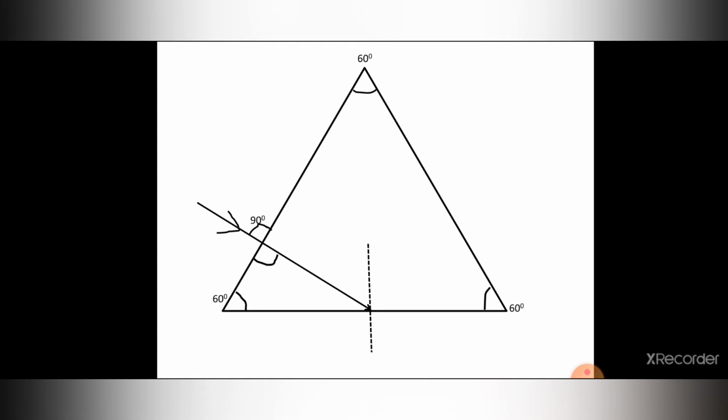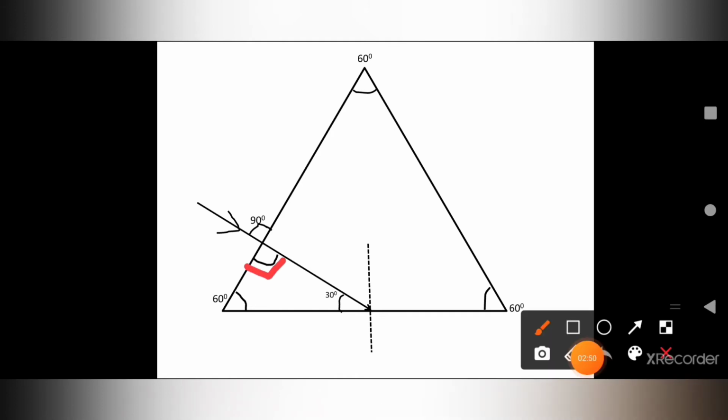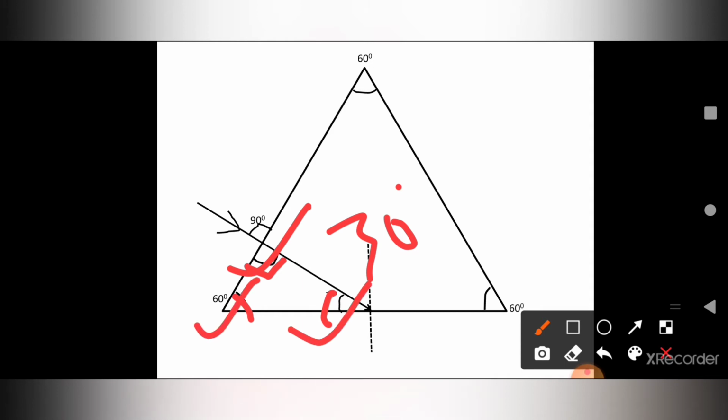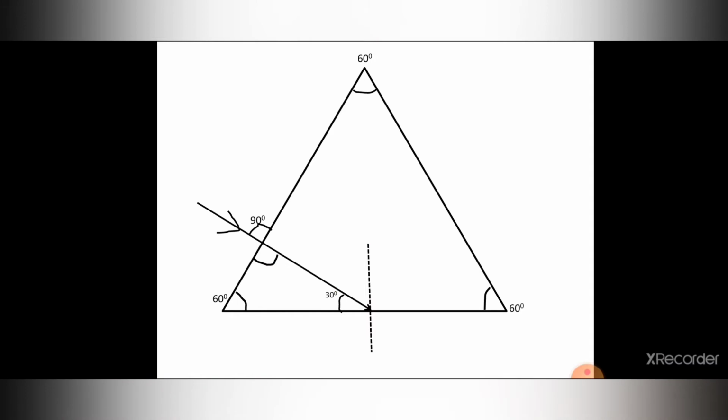We'll try to find that angle. Now I'll show you. This angle is 90 degree. This is 60 degree. So 90 plus 60 is 150, and the remaining third angle will be 30 degree because the total angle is always 180 degree. Remember that.